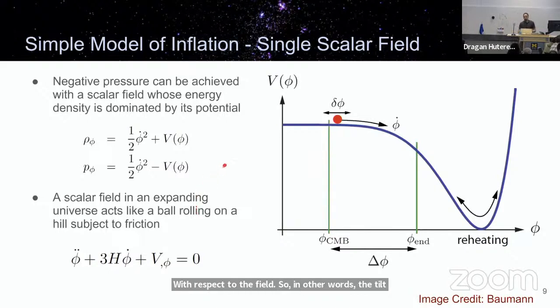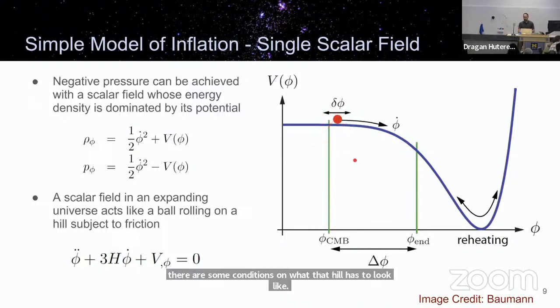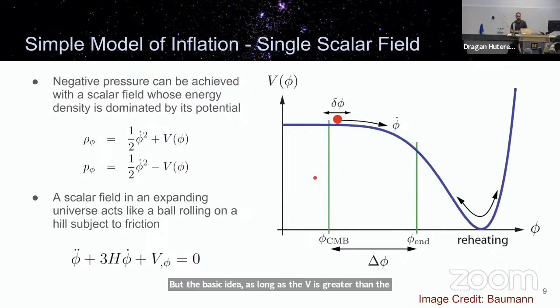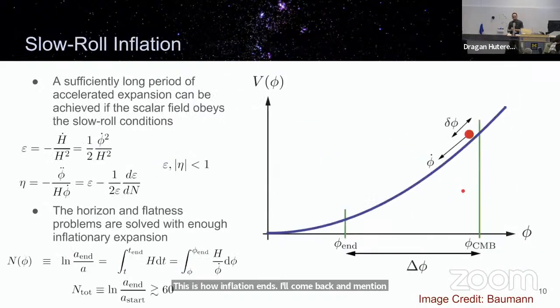And so we can arrange for an accelerating period of expansion if we have a scalar field like this, whose potential dominates over its kinetic term. The basic canonical picture to have in mind is this ball rolling on a hill. And then, as we will see, there are some conditions on what that hill has to look like. But the basic idea is that as long as V is greater than 1/2 phi dot squared, then we'll have inflation. I will come back also to this part. This is how inflation ends. I'll come back and mention more about this at the end, though not much more, as you'll see.